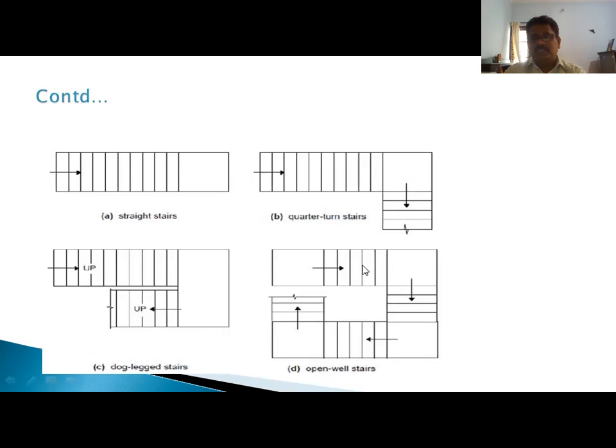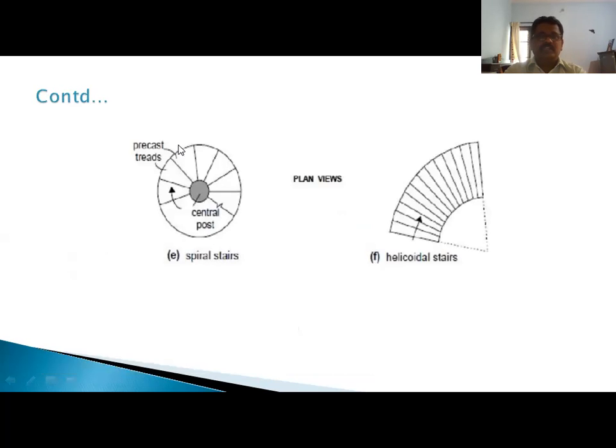Open well staircase. See, this is the staircase: landing, steps, landing, and landing. This is the open space, just like a well. That's what we call an open well staircase. See, spiral stairs, circular like this. And then helicoidal stairs. See this geometry. Depending upon the geometry, you can choose a type of staircase. I think this is just a general concept of a staircase.